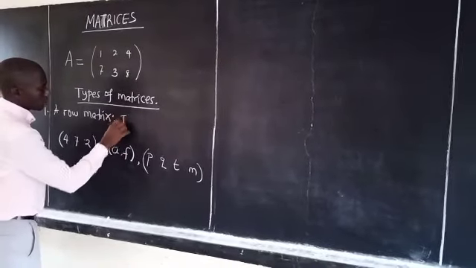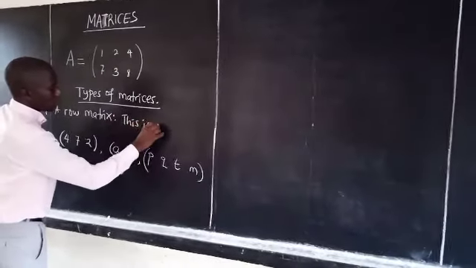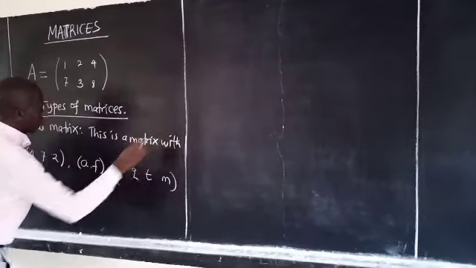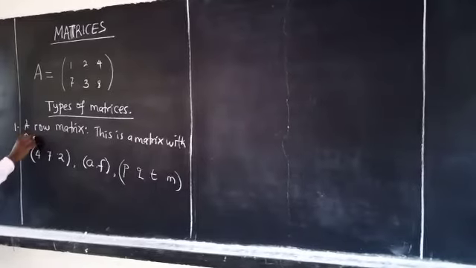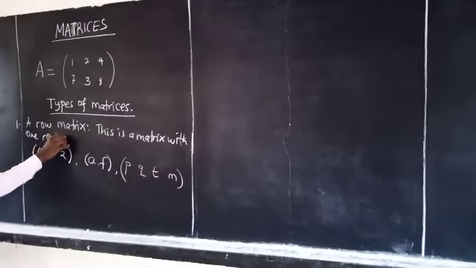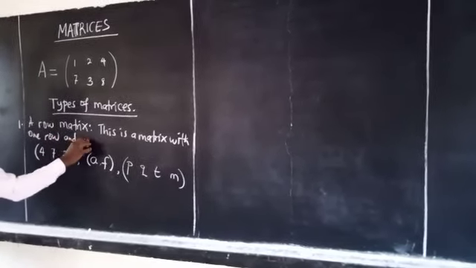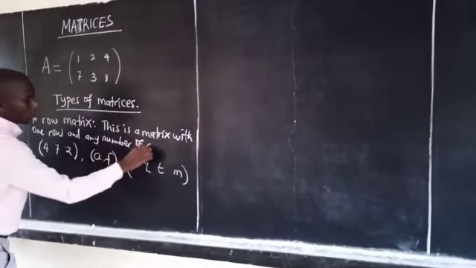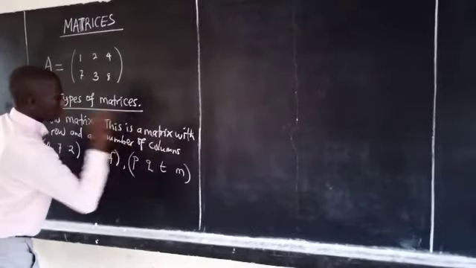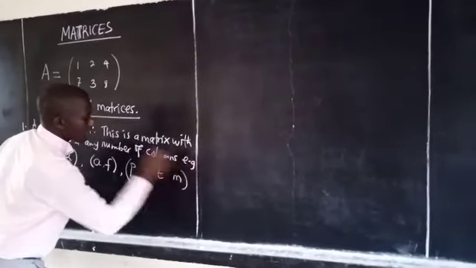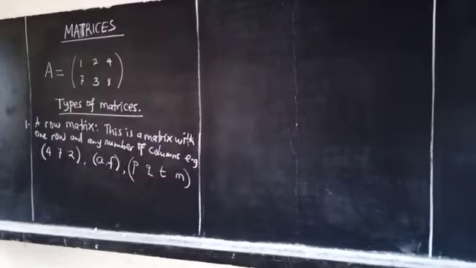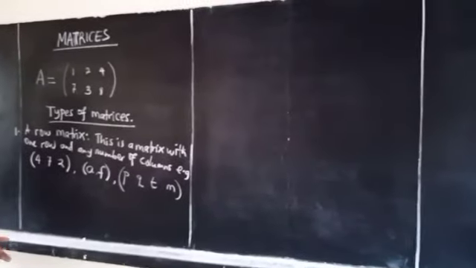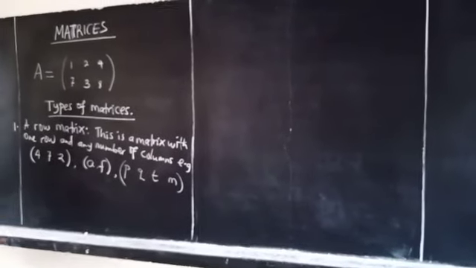So what's a row matrix? This is a matrix with one row and any number of columns. And the examples are the ones you have given. Just one row and how many columns? It doesn't matter.